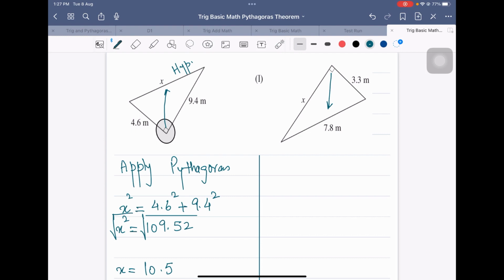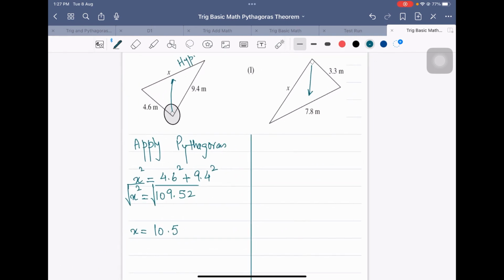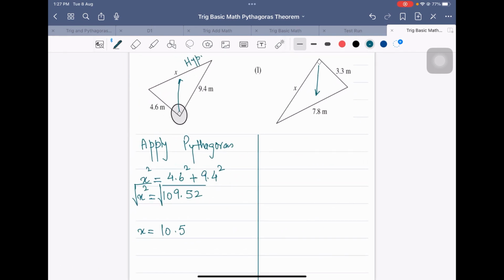Now for another question, you can see that the longest side is opposite to the 90-degree angle. The other two sides are there. If I apply Pythagoras theorem in this context, I'll see that the longest side is C, which is 7.8 meters, so 7.8 squared is equal to x squared plus 3.3 squared.